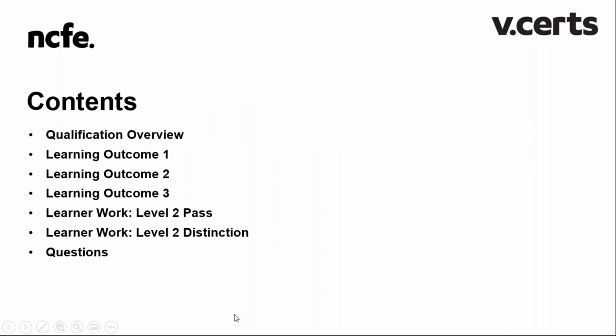So the plan for this webinar today is to first of all give a brief overview of this qualification. We'll do a summary of the learning outcomes and the grading descriptors for Unit 1. That'll be Leslie Davis who will be going through that with you. We'll have a look at some example learner work, a Level 2 pass piece of work and a Level 2 distinction piece of work. And finally, to address any questions that you may have at the end. But at any point during this webinar, if you do have questions, please do ask them using the question box that you should see on your control panel as well.